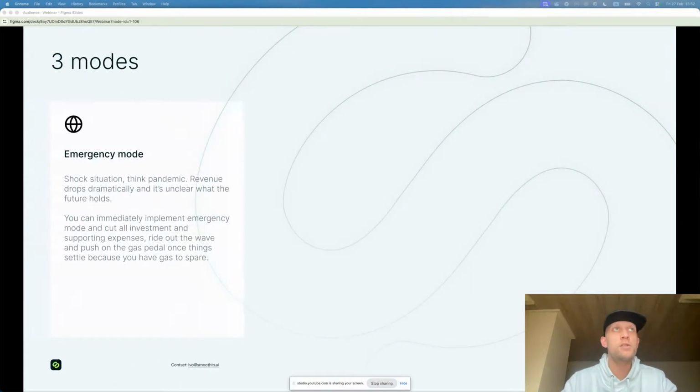Once you've done that, you basically have 3 modes. The first mode is the emergency mode. This is the shit-hits-the-fan mode. It's a shock situation. Think pandemic, we just went through one not long ago. Revenue drops dramatically, and it's unclear what the future holds. So you immediately implement emergency measures to cut all costs that don't bring you money, right? You go back to the essential expenses, and that's it.